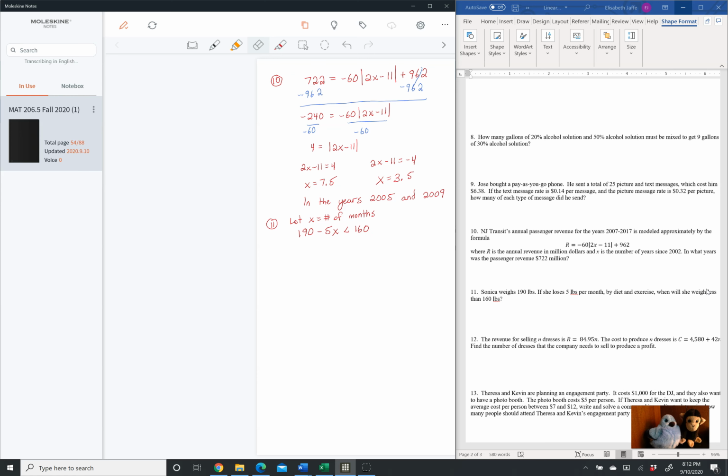And we want to know when is she going to weigh less. Again, I'm just going to give you your answer here. You subtract 190 from both sides, you're going to get negative 30. And then you have to divide both sides by negative 5. So you get that x, and remember your inequality switches, x has to be greater than 6. 30 divided by 5 is 6. And because we divided by negative, because we have the negative 5 in front, this inequality flipped. So after 6 months.